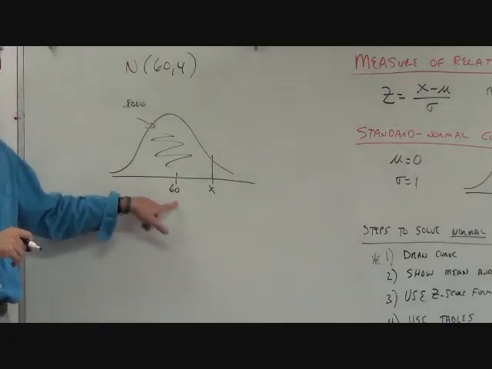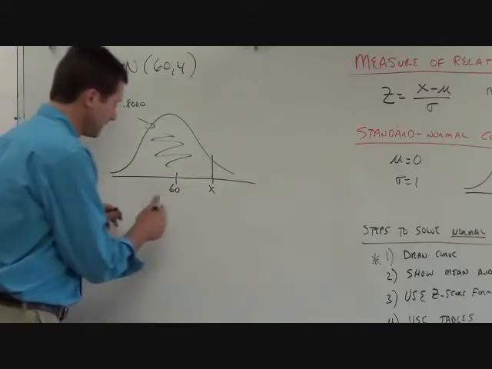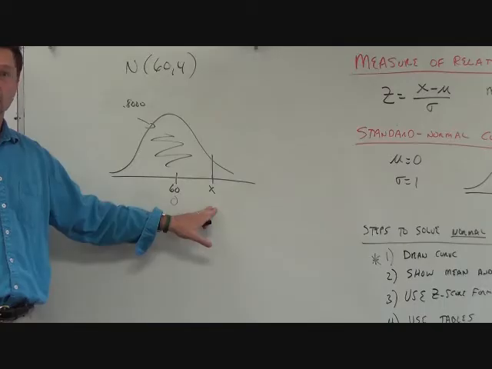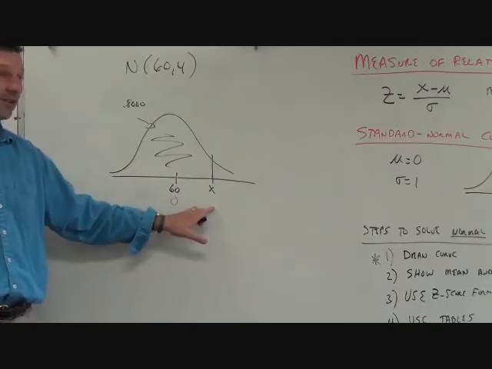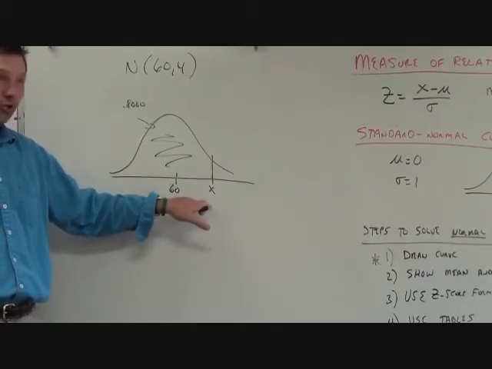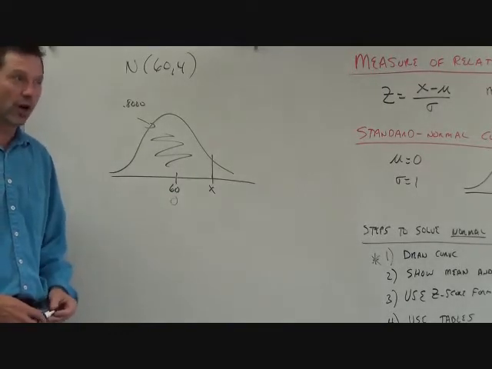Do I know what this is? Do I know the z-score at 60? Yes. What is it? Okay. Do I know what this is? Do I know what this is? Yes. I got half of you saying yes, I got half of you saying no. The answer is yes. You should be able to find that. You do know that.